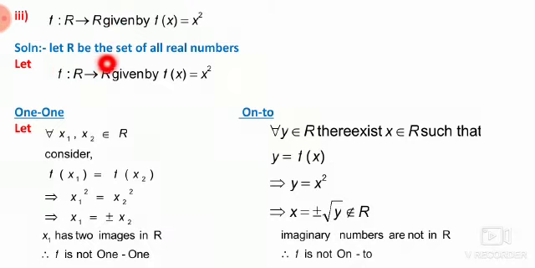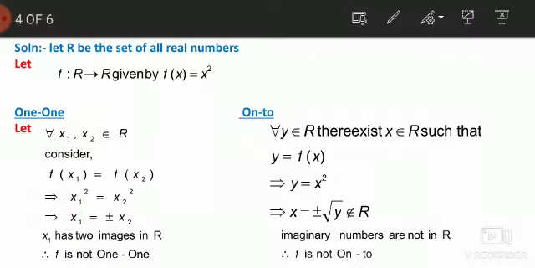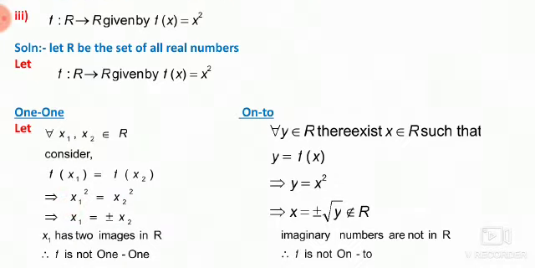Let me begin with R, the set of all real numbers, and f from R to R, given by f of x is equal to x square. Let me begin with one-one. For all x1, x2 belongs to R, consider f of x1 is equal to f of x2. This implies that x1 square is equal to x2 square. Therefore, x1 is equal to plus or minus x2.